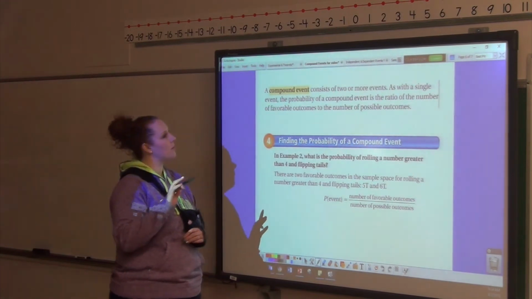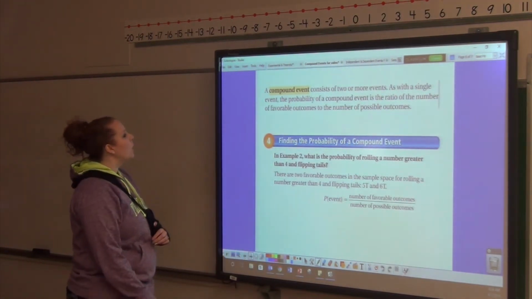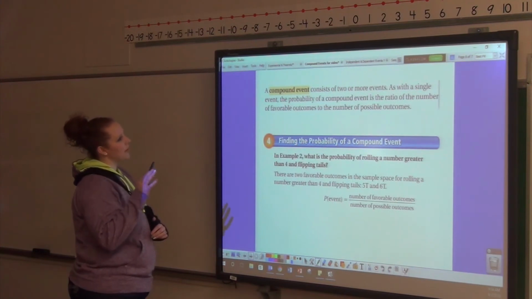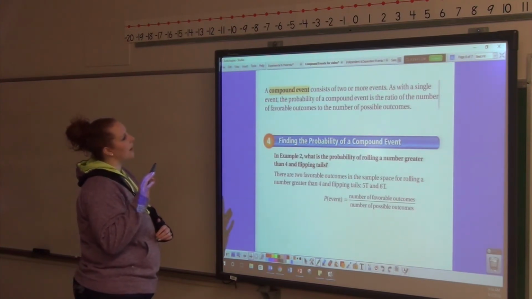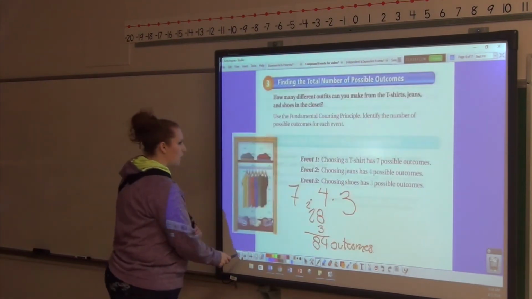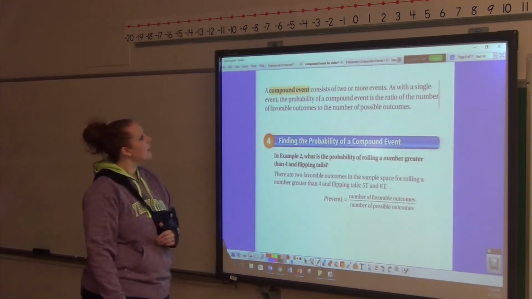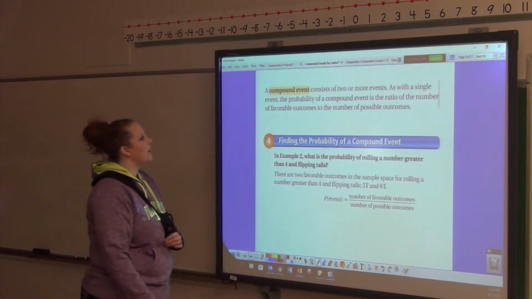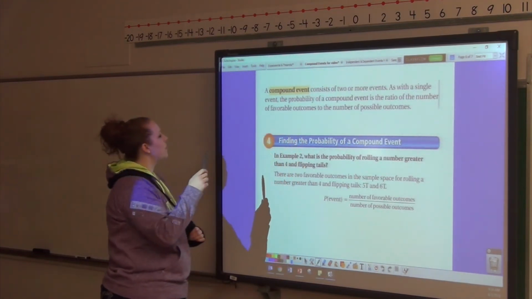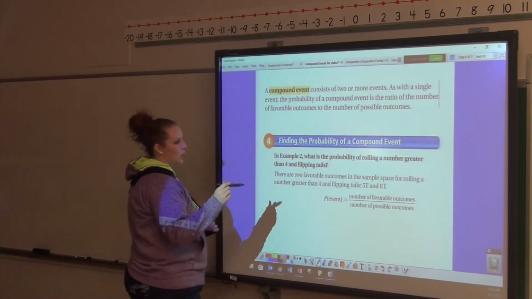All right, so a compound event consists of two or more events. That's what we've been working with, a compound event. Something happens and then something else happens. So it's 2 or more events, and it's really within a single event. So it's 3 things within a single outfit. All right, so the probability of a compound event is the ratio of the number of favorable outcomes to the number of possible outcomes.